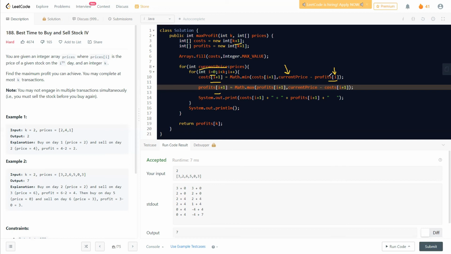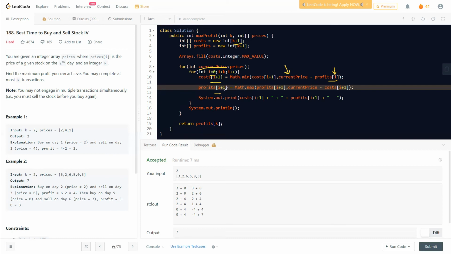Okay, so that's the cost: if our current price is more than our previous profit, that means we are just spending that cost. If you're spending that cost, that means that's the money going out from us, right? So that's the cost we are finding out.